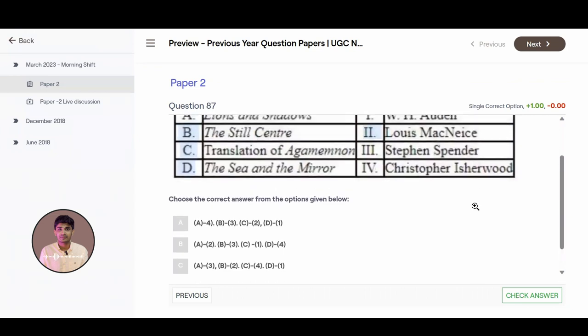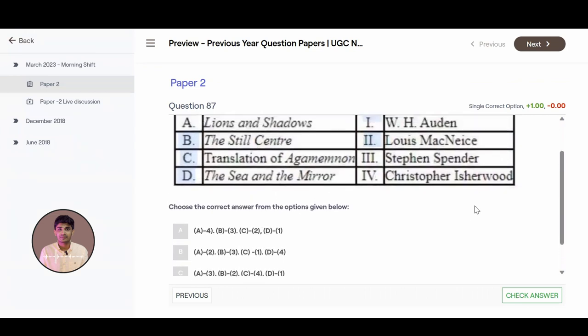Okay, for the convenience of viewing the options, let's eliminate option D. You are left with A, B, and C. Anybody? Can you match the following and give me the answer? The answer is A.